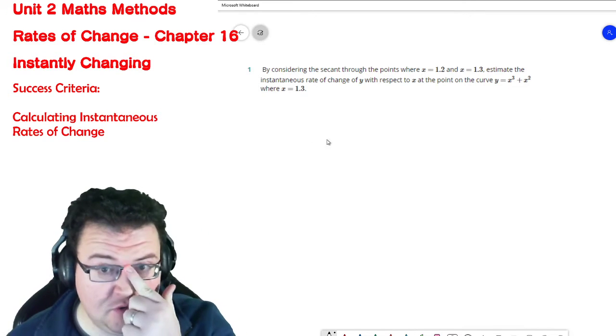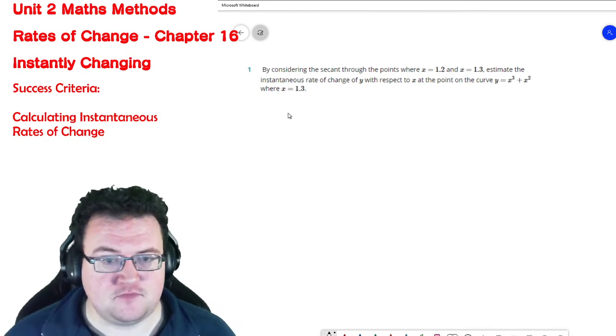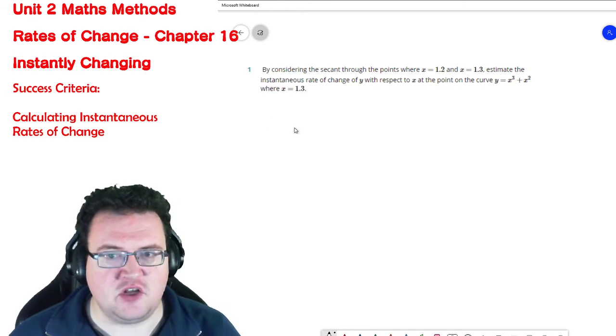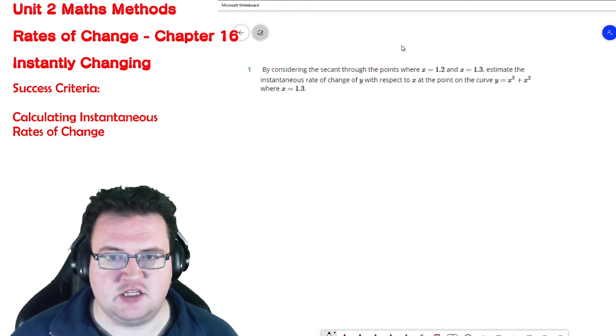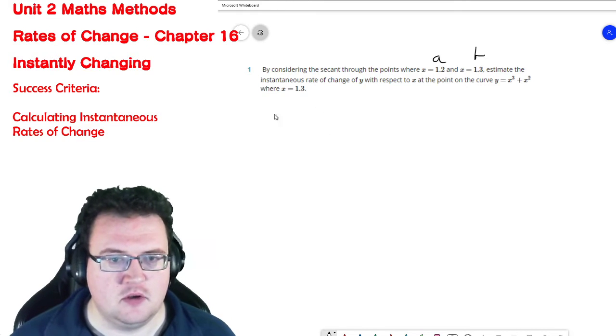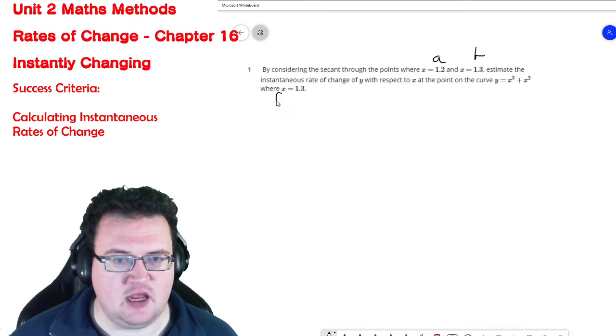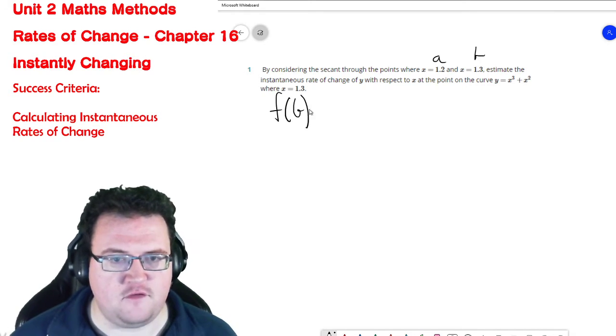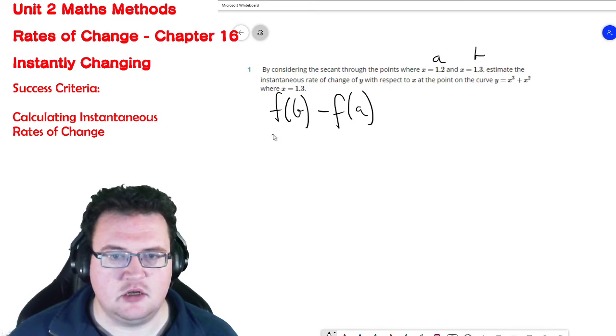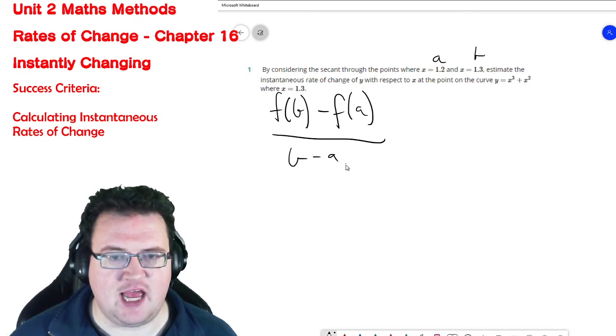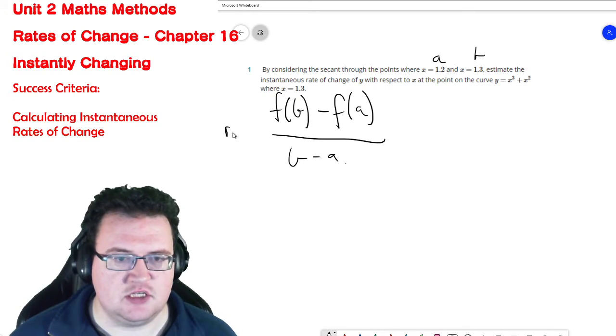So what we need to do is say, okay, first things first, this is going to be our first point, and this is going to be our second point. So the rate of change is going to be f of b minus f of a, divided by b minus a. So this is the rate of change.